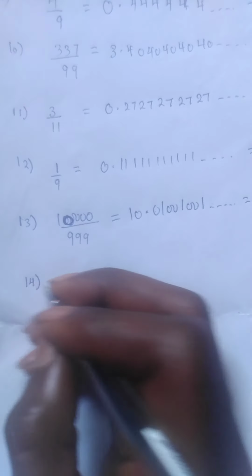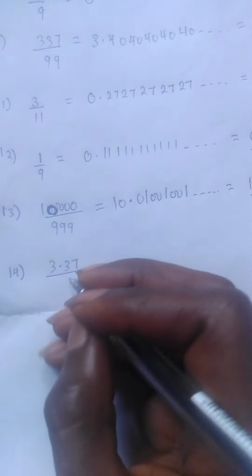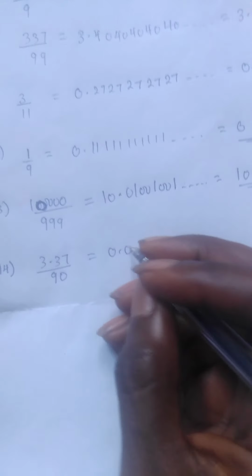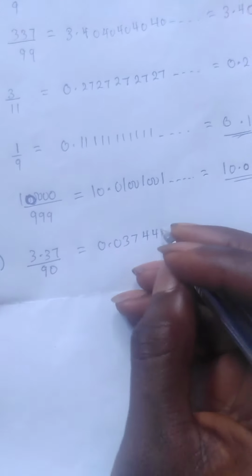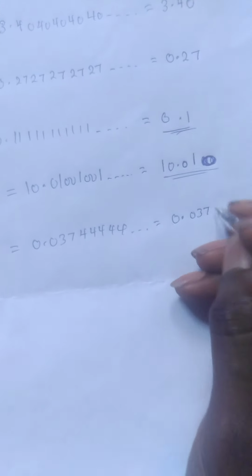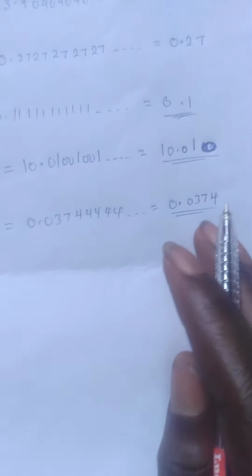Okay, so example 14, we have 3.37 over 90, and that gives us 0.0374444, and the 4 repeats itself, so we just have 0.0374. So instead of writing the 44444, we just need to pick one, and we have it this way.